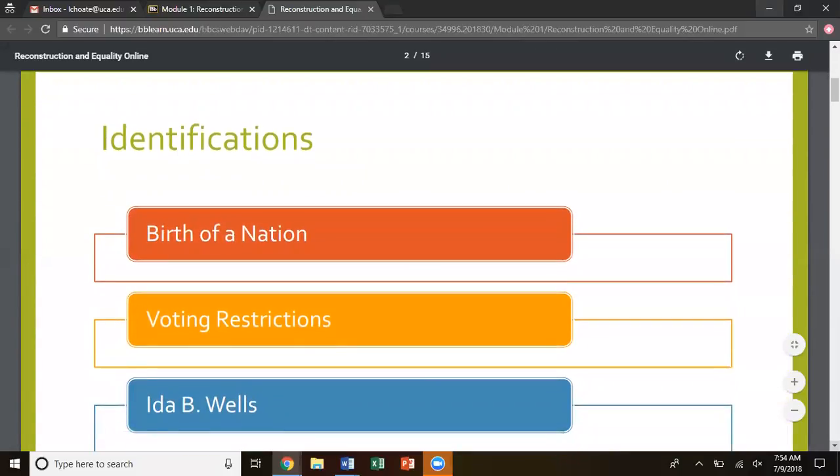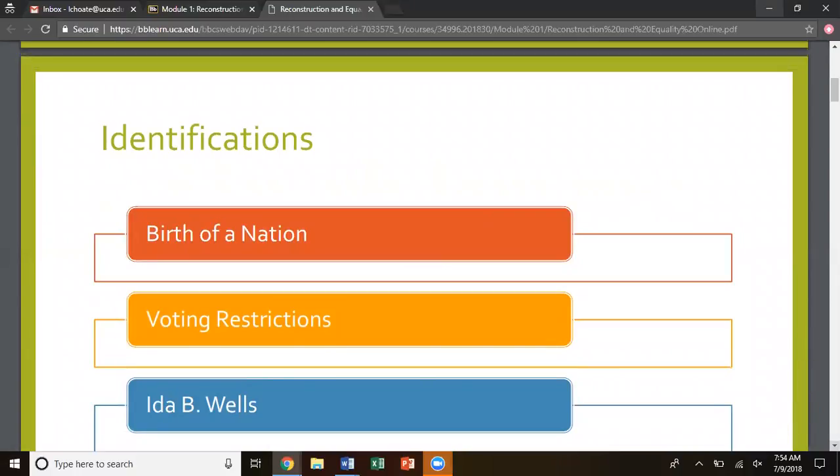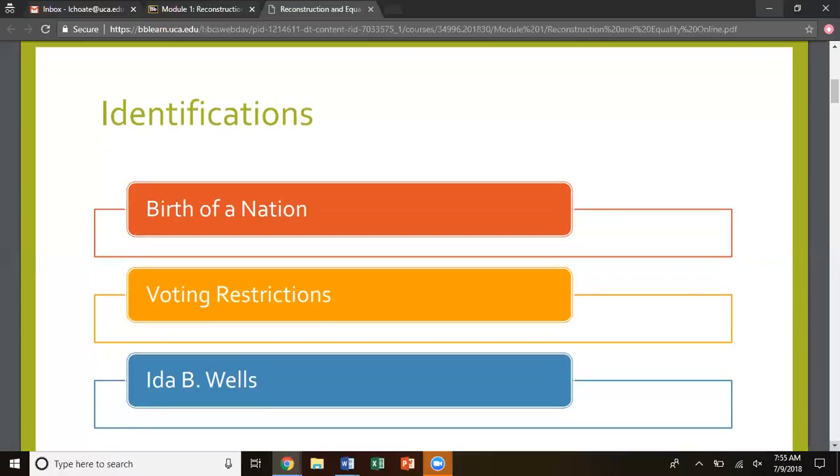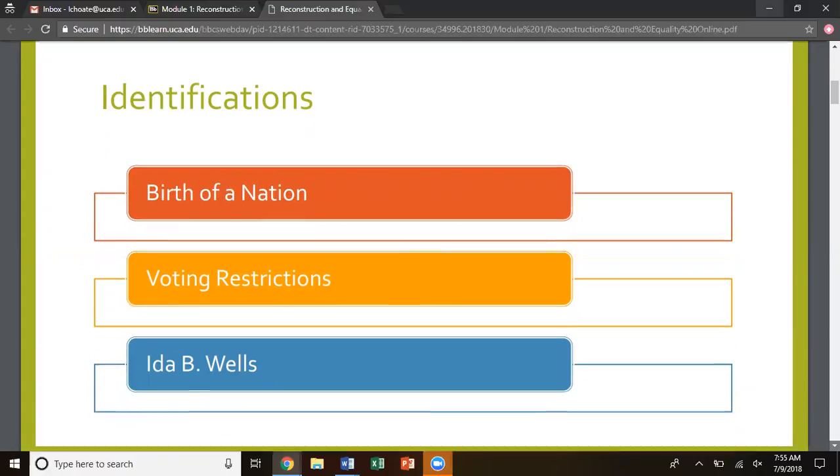In every PowerPoint that you come across, you will see that there are identifications at the very beginning. These are terms that are going to be important for you to make sure that you understand for the exam. On the exam, you will see short IDs or short paragraph answers over some of these terms. So as we go through the notes, make sure that you're paying particular attention to the terms identified.